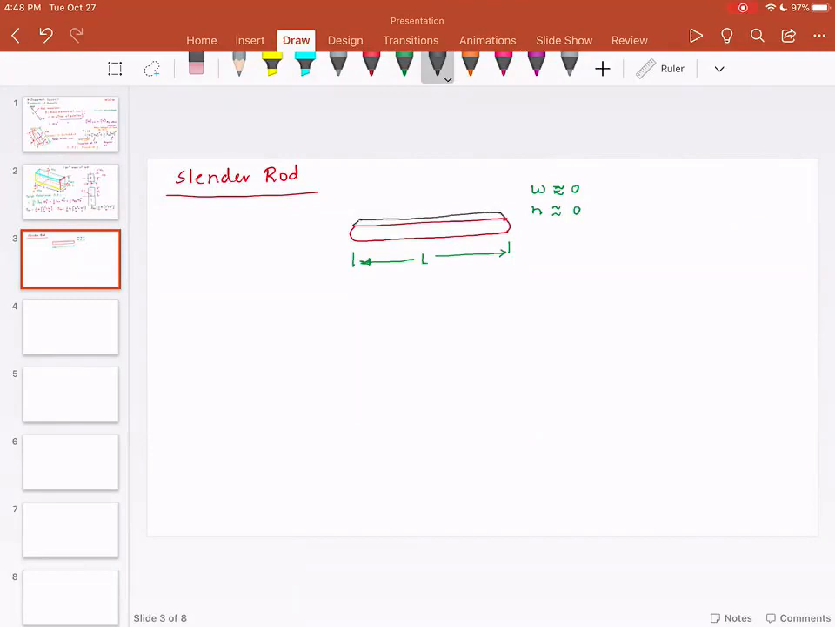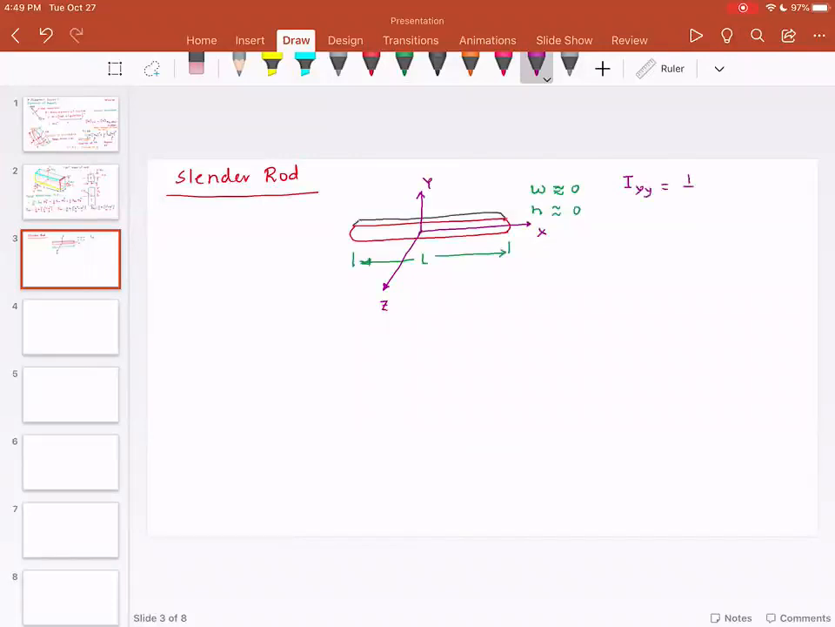And now let me identify the coordinate system. This is the coordinate system. This is X, this is Y, and this is Z. So if you want to find IXX, IYY, and IZZ, you will use the exact same expressions that we derived for the rectangular rod, except you will substitute W equal to 0 and H equal to 0 in that expression. So I'm going to write these expressions down.